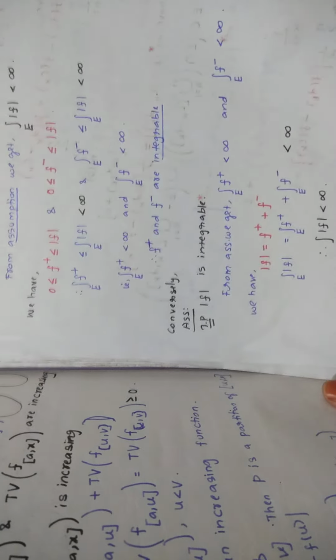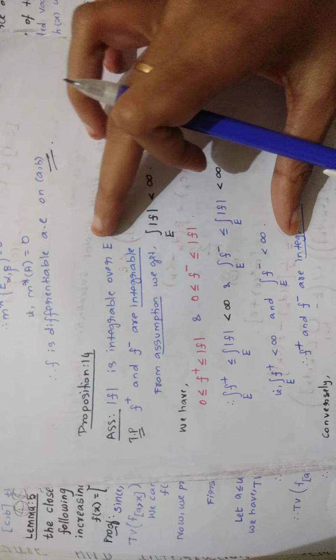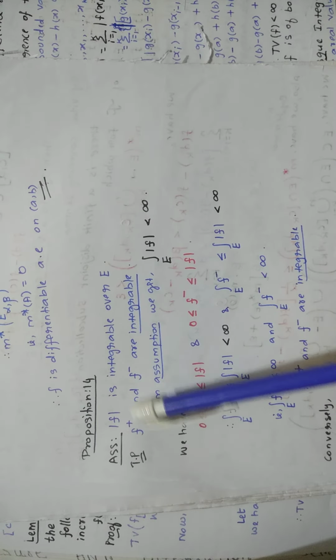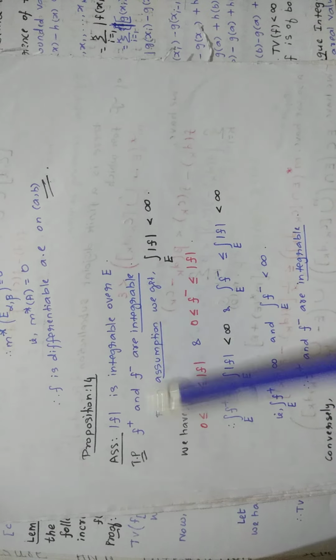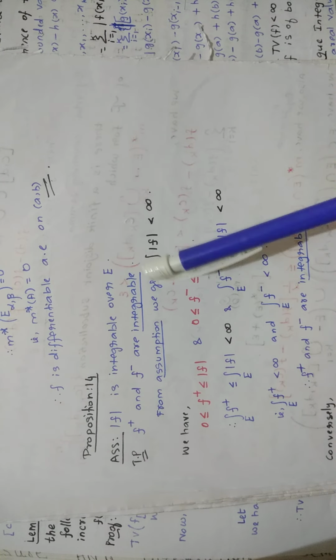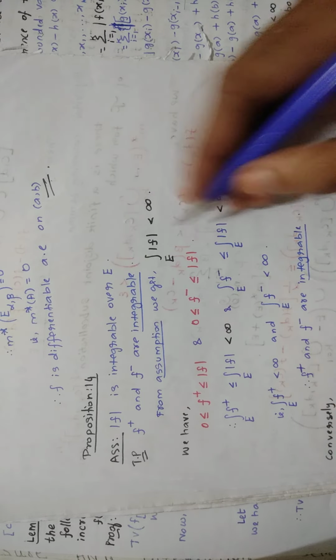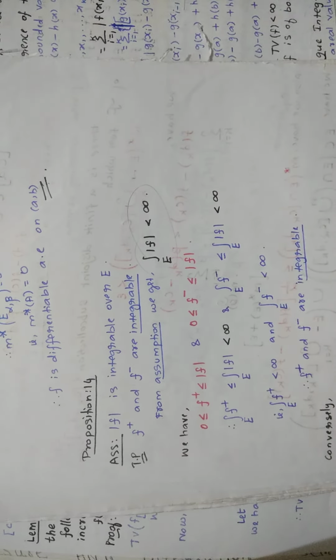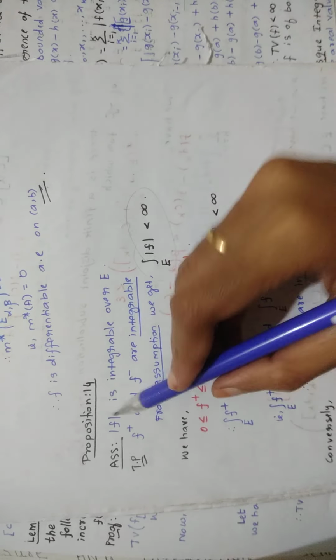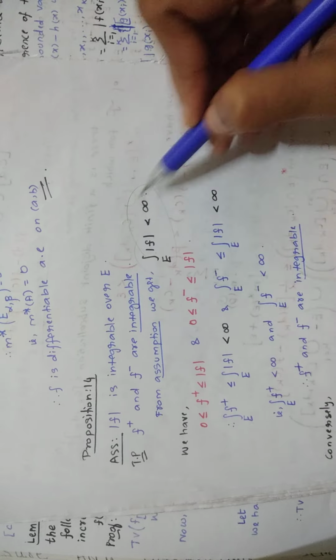So you know that you will have 2 parts in the proof. The first part, and then the converse part. In the first part, you are assuming mod f is integrable over E to prove this. No difficulties. You know that mod f is integrable over E in the assumption. So by the definition of integrable, you can write the integral of mod f over E is less than infinity.